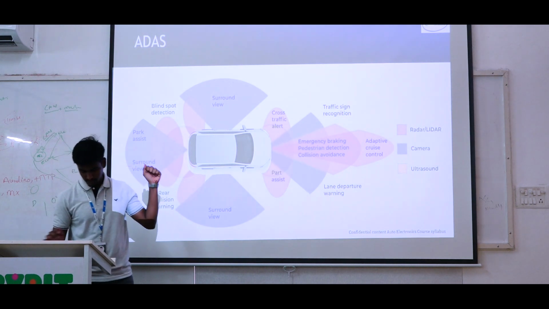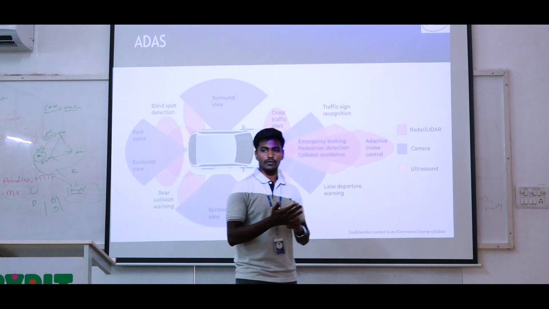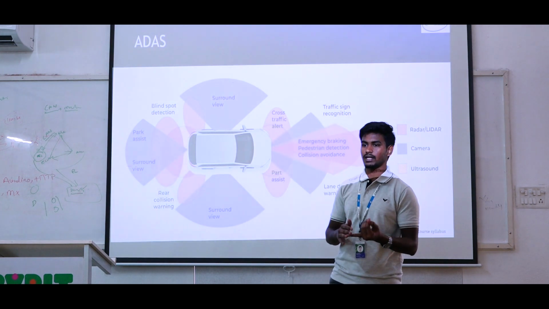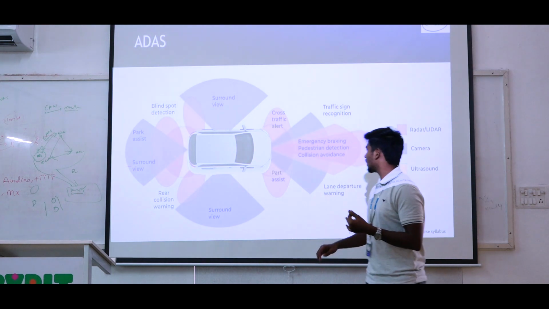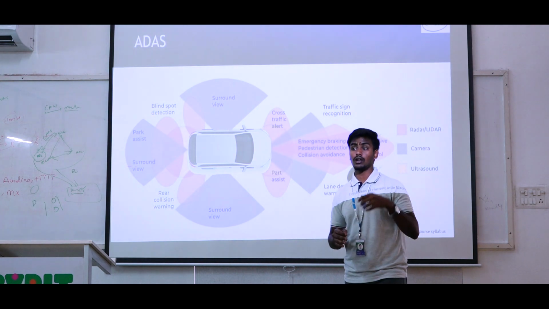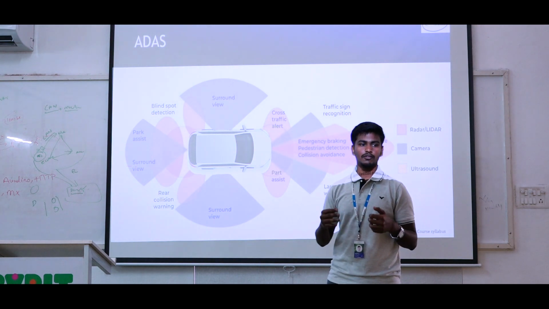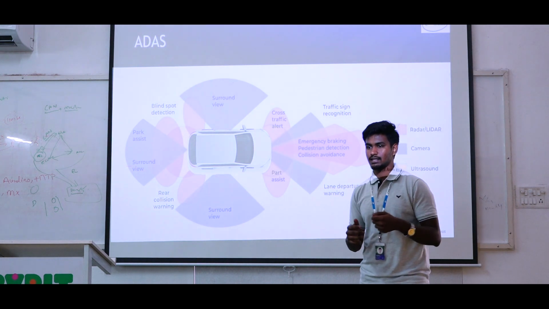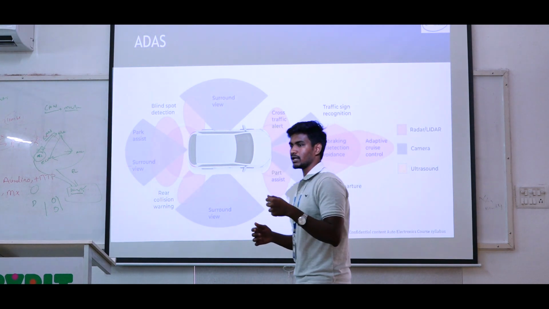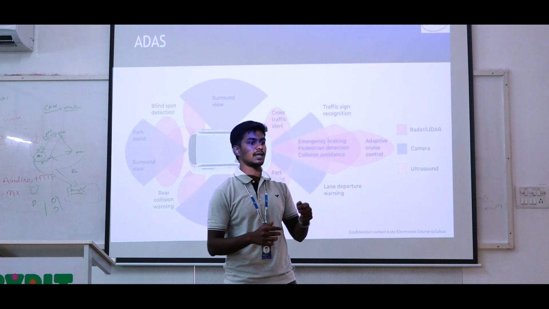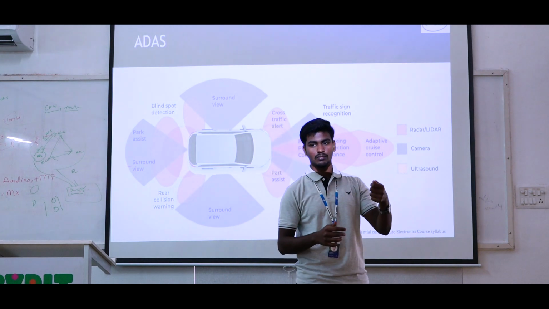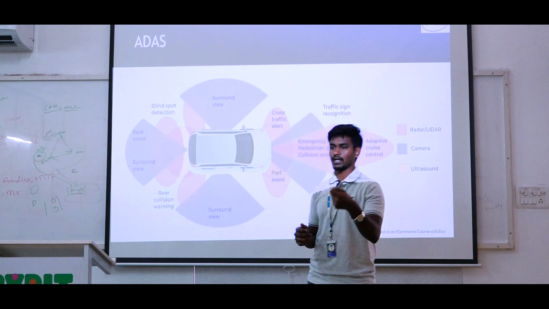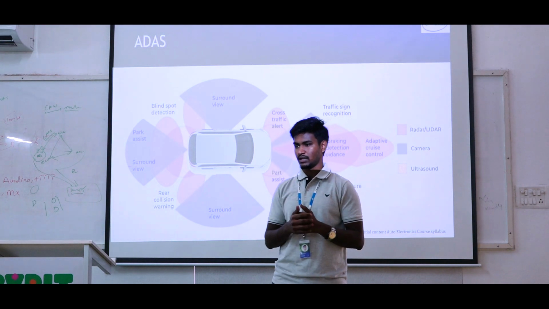Okay, ADAS features. The ADAS features come under blind spot detection, traffic sign recognition, and emergency braking, auto emergency braking. These kinds of features come under ADAS. ADAS means advanced driver assist system. ADAS gives the car level 1 autonomy, level 2 autonomy, level 1 ADAS features, level 2 ADAS features, and then fully autonomous vehicle.